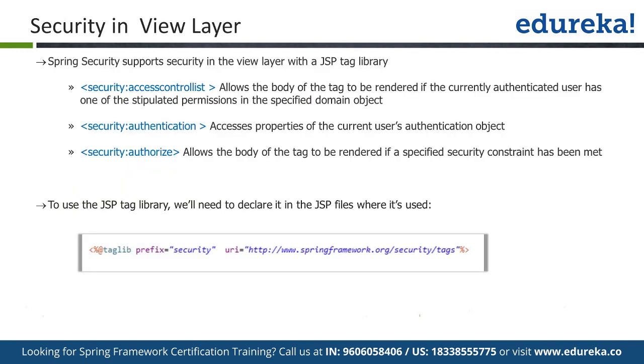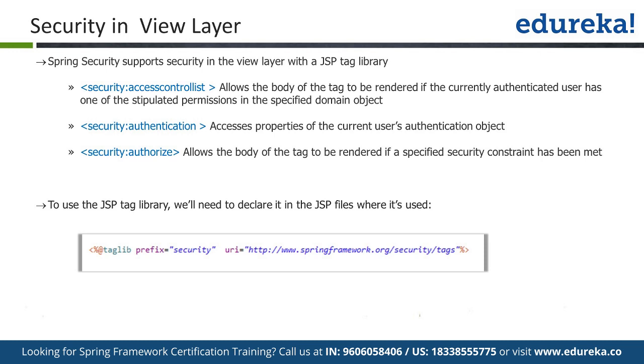Security in the view layer, which we have seen earlier as well in the form of JSP. Spring Security supports security in the view layer with the help of tag libraries provided in your jars. How to use that? With the help of three tags, Spring Security Access Control List, Security Authentication, and Security Authorize, we can implement view layer security.